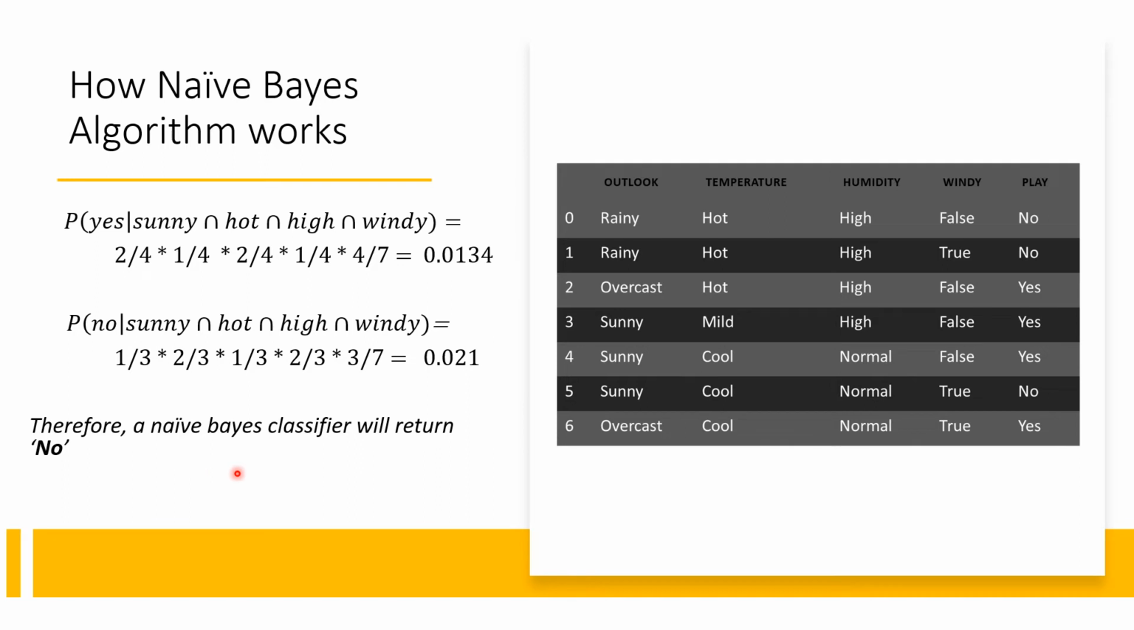So a naive Bayes classifier returns the highest probability, and so it's going to return the class no. So therefore, the prediction is that Mike and his friends will not play tennis today.